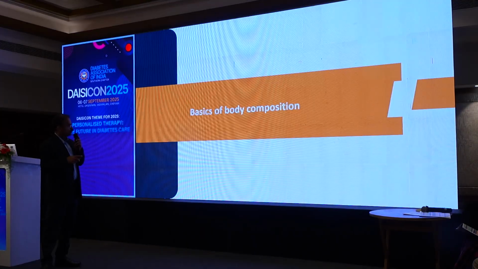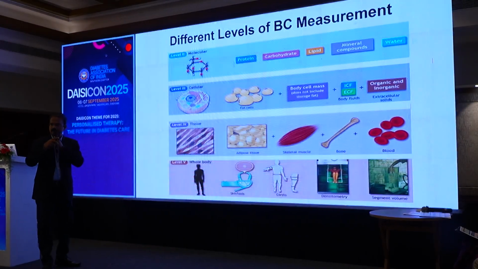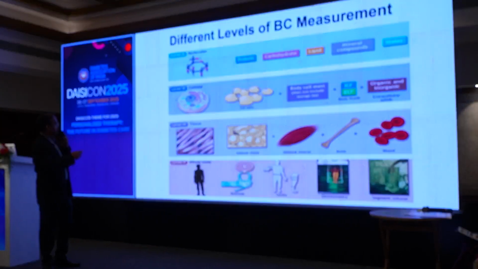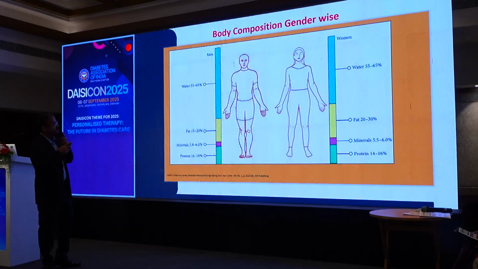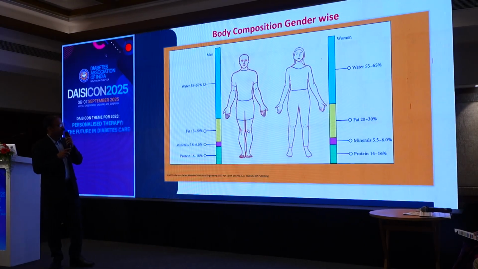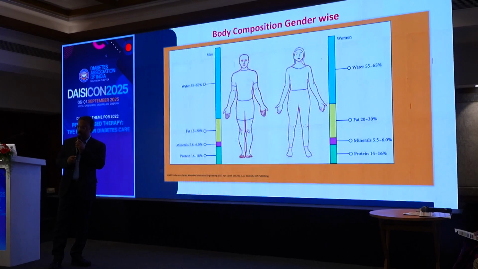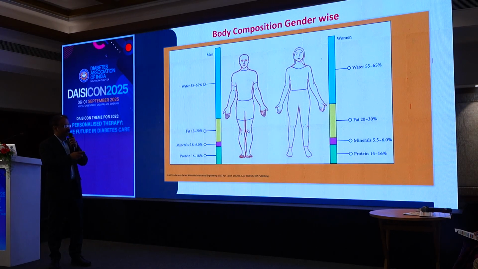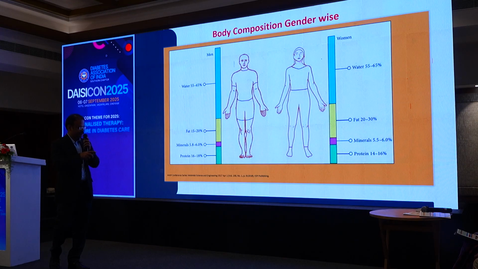What are the basics of body composition? As I already said, it can be measured at various levels, starting from the molecular, cellular, and tissue level. These are the various body compositions gender-wise. Water distribution is more or less the same in both male and female, but fat is a little bit higher in females, comprising around 20 to 30%. In males, it is around 15 to 20%, and proteins are much higher in males at 16 to 18%, and in females around 14 to 16%.